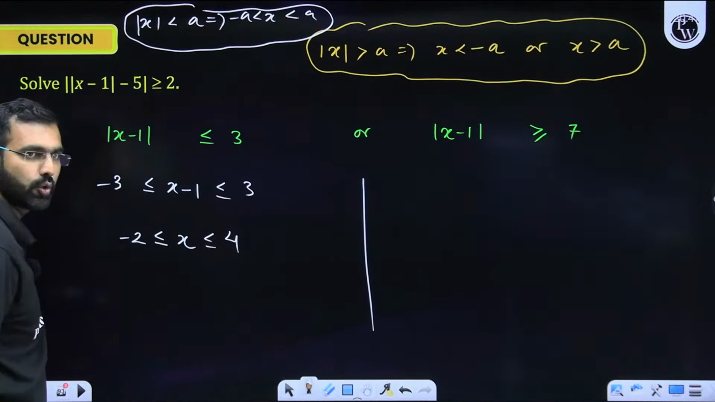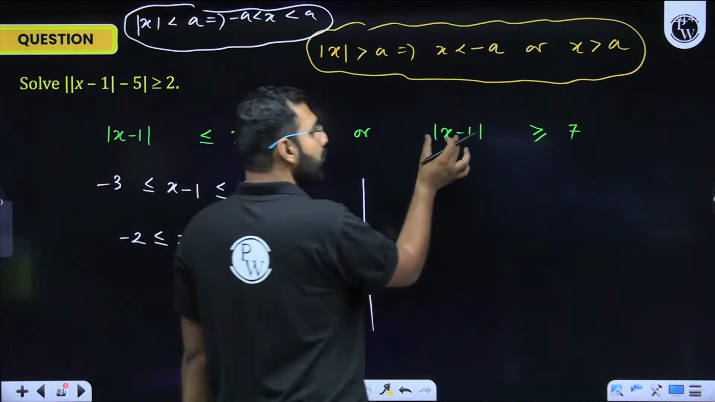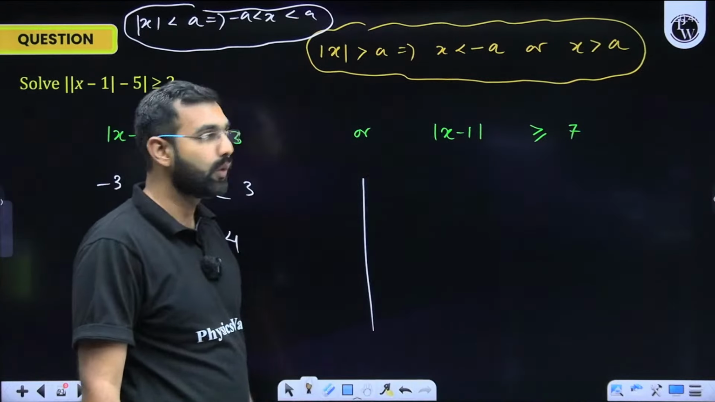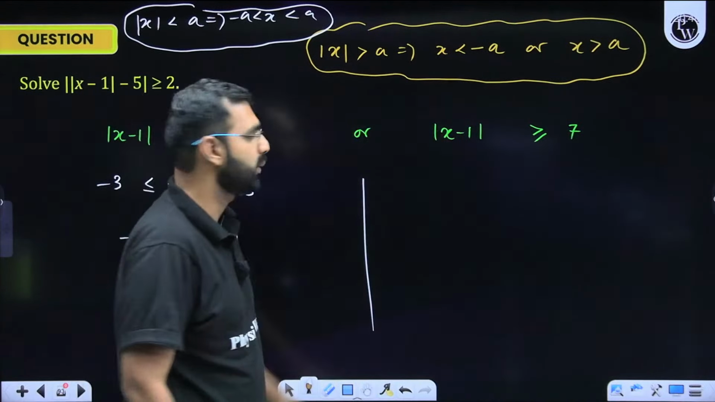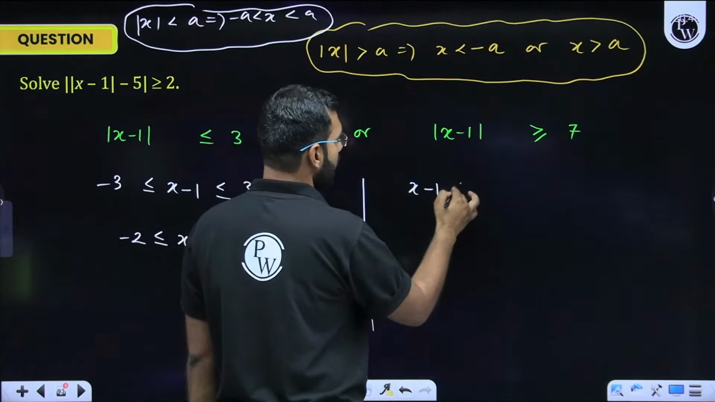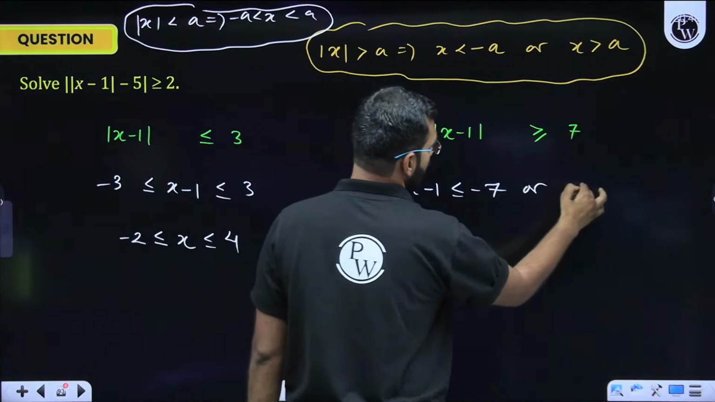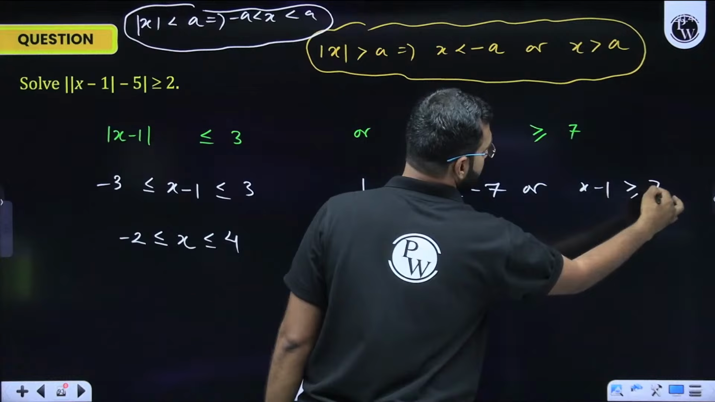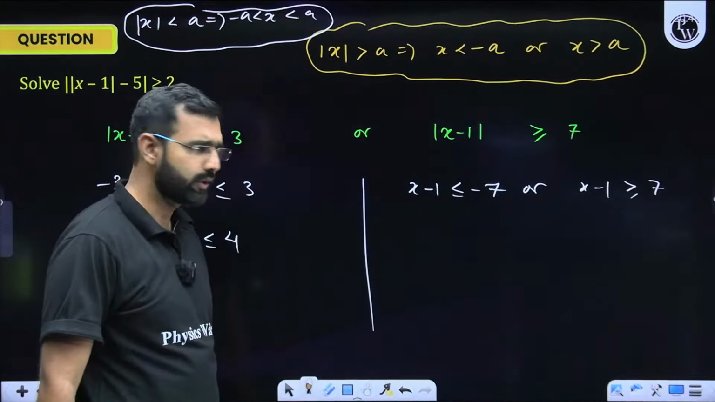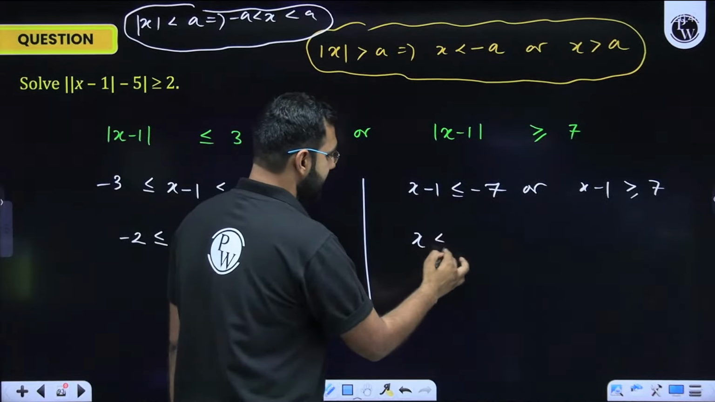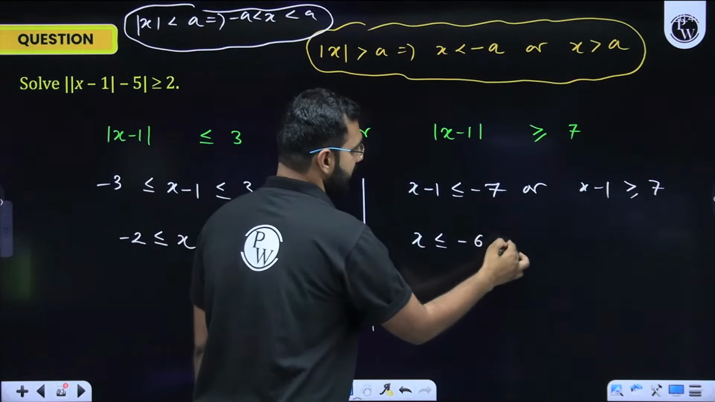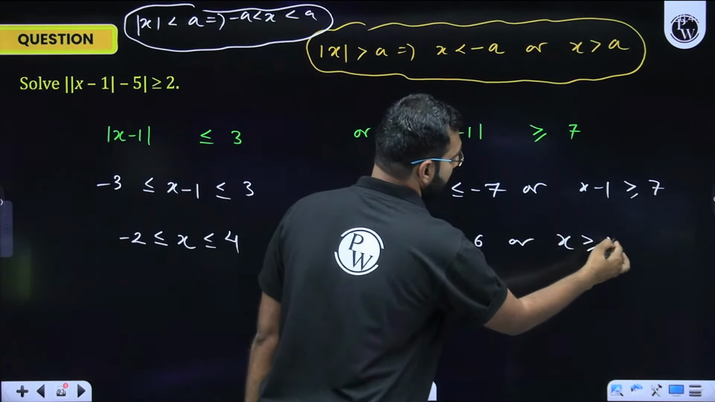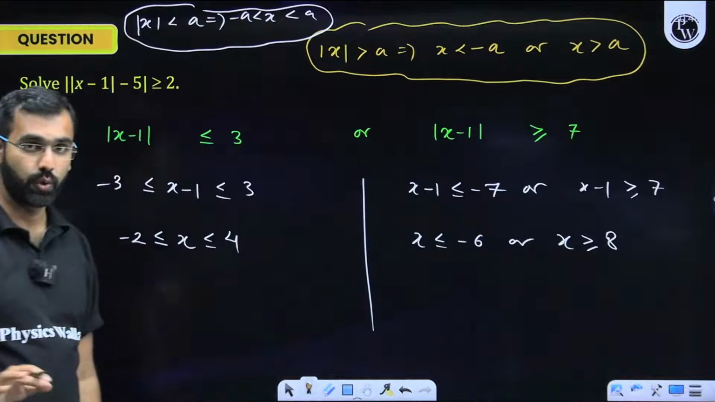That's the first conclusion. And here, when the mod of a number is greater than or equal to a, I hope that logic again comes into the picture. x minus 1 will either be less than or equal to minus 7, or x minus 1 will be greater than or equal to plus 7. So here we conclude x is less than or equal to minus 7 plus 1, which is minus 6, or x is greater than or equal to 8. I hope there is no confusion on that.